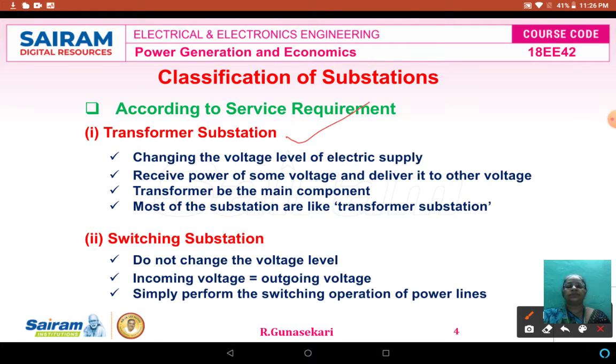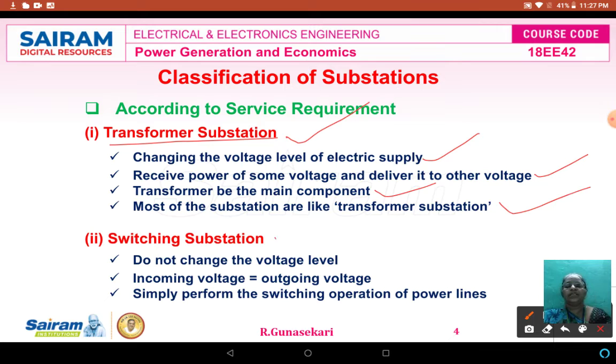In the transformer substation, what happens? The voltage level is changed, that is either step down or step up. It receives power at some voltage and delivers it at another voltage. If the voltage is generated at a generating station, then again we can transmit the voltage to primary transmission. So this is the voltage delivered at the other voltage. The transformer is the main component, that's why this is called a transformer substation. Most of the substations are transformer substations.